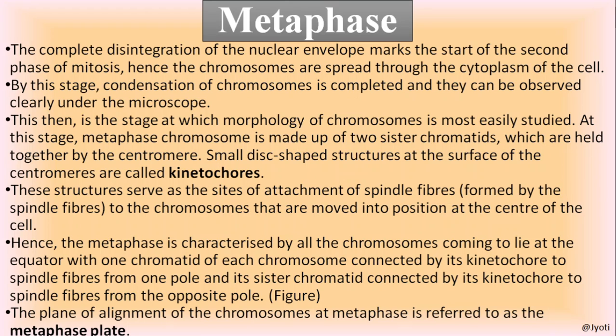Metaphase plate. Okay. So, what is the most important characteristic feature of metaphase? It is that all the chromosomes come to lie at the equator with one chromatid of each chromosome connected by its kinetochore to the spindle fibers. Okay, and that plane where the alignment of chromosomes is taking place is called metaphasic plane.